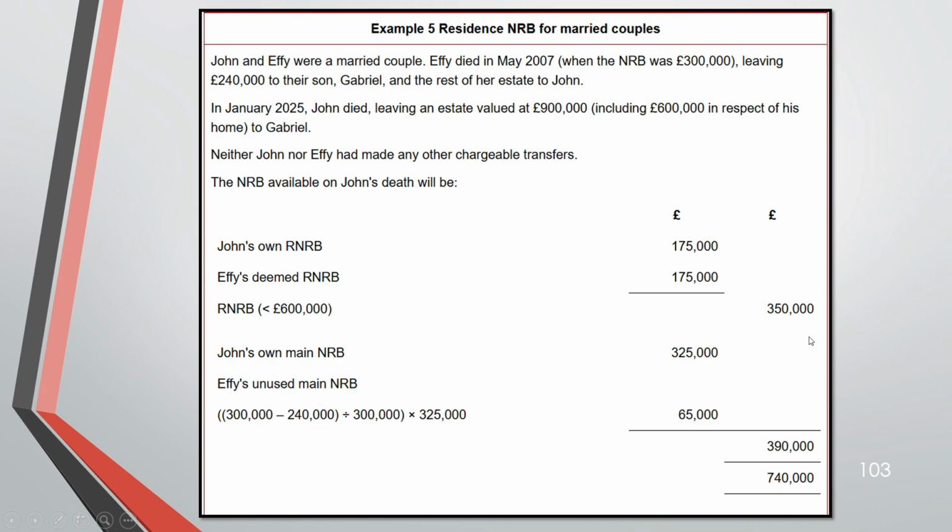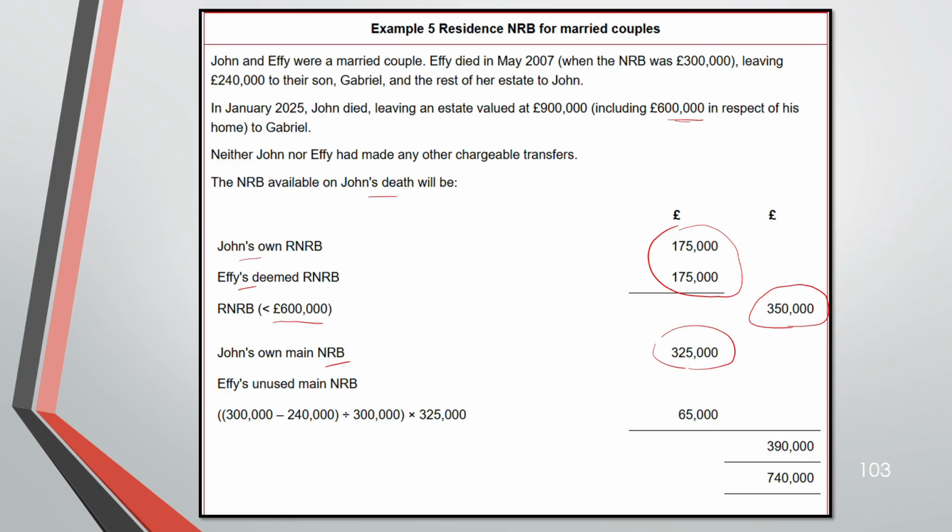Here everything is left. Okay, so the nil rate band available on John's death: he is leaving a residential property of 600. This is the home to Jeopardy. So first John's own, then his wife's deemed nil rate band, both will be available. Since they are less than 600,000, that is the value of the home, full residence nil rate band is available. And the residence nil rate band is fine. Now we are moving on to the nil rate band. John's nil rate band is applicable fully.